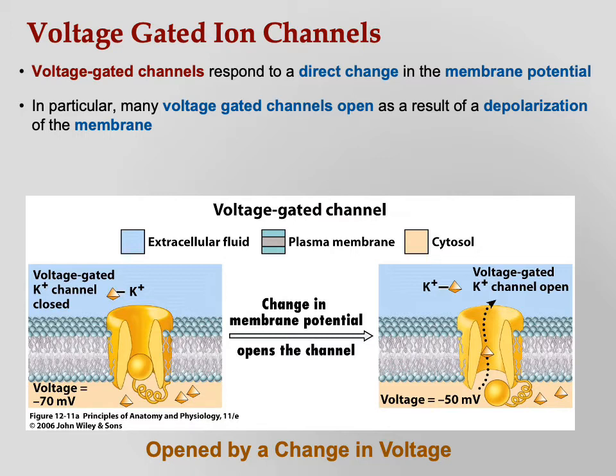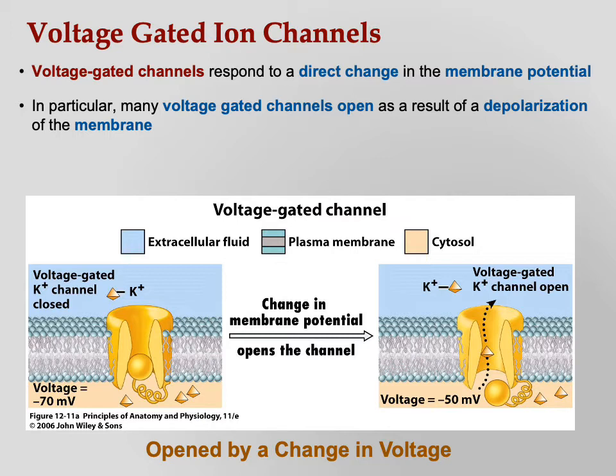Notice we have that voltage is negative 70 millivolts. What's the name of that charge again? Do you remember? That is the resting membrane potential. And then here's what can happen. Something can cause the membrane potential of the channel to change. And in this case, if we go over to the right side of the illustration, look at how the voltage has changed to negative 50. We call that depolarization. It's become more positive, right?